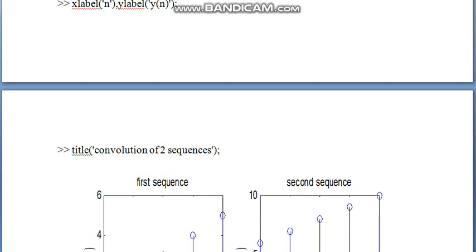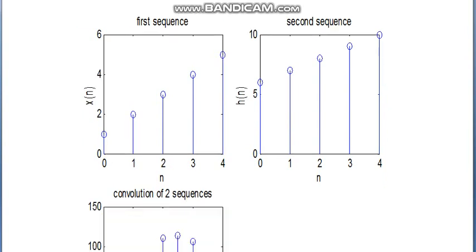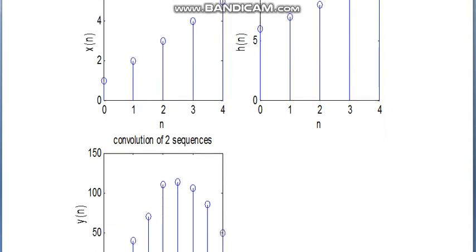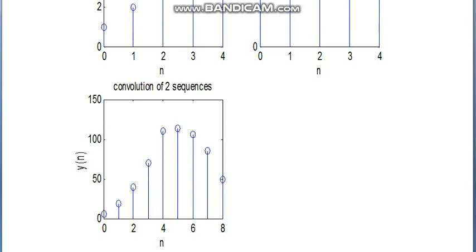When I run this MATLAB program, the graphs will appear. This is the first sequence, which is x[n]. Here we can see the samples are 1, 2, 3, 4, 5. Now this is the second sequence, which is h[n]. Here also the samples are discrete in nature, n and h[n]. So here I can see 6, 7, 8, 9, 10. When I convolve the two sequences, the result of linear convolution is represented by y[n], and we can see here the samples vary from 0 to N plus N2 minus 2. So this is the resulting linear convolution of the two sequences.